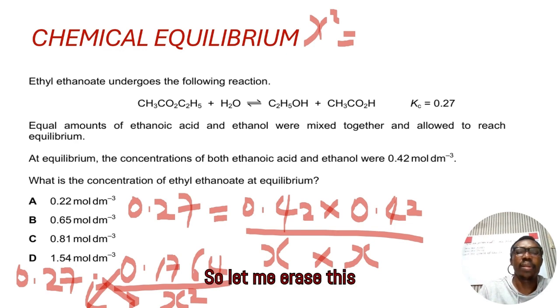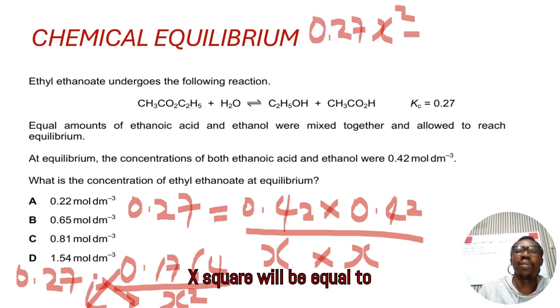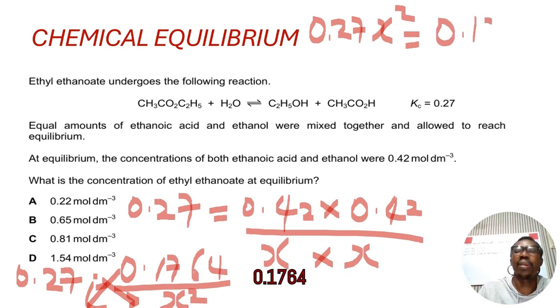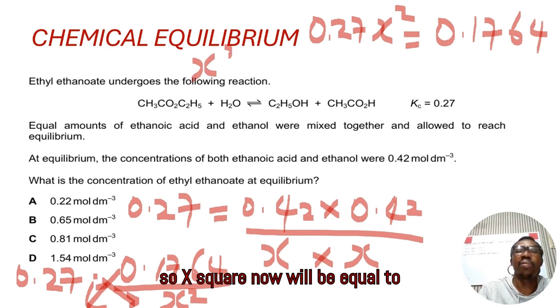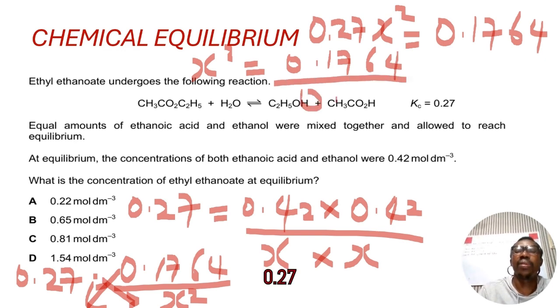So let me erase this. 0.27. X squared will be equal to 0.1764. So X squared now will be equal to 0.1764 divided by 0.27.